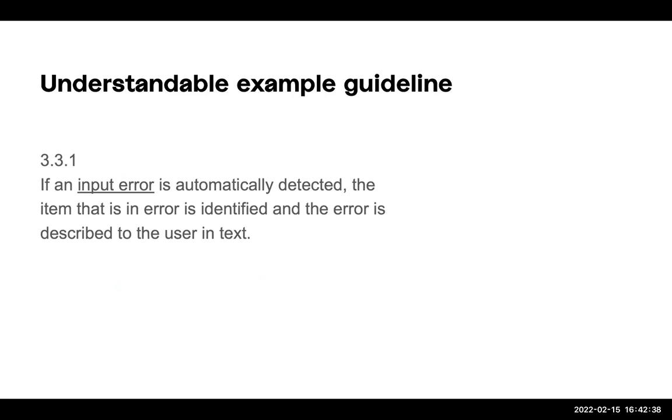Okay, let's talk about some examples. 3.3.1, Error Identification, is the name of this success criterion. If an input error is automatically detected, the item that is in error is identified and the error is described to the user in text. This is really broad, but let's talk about that.